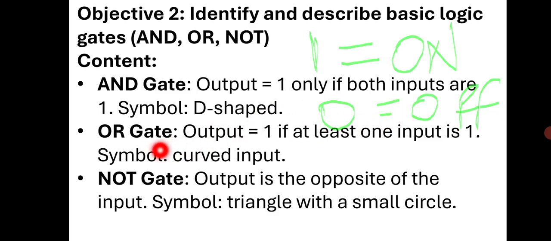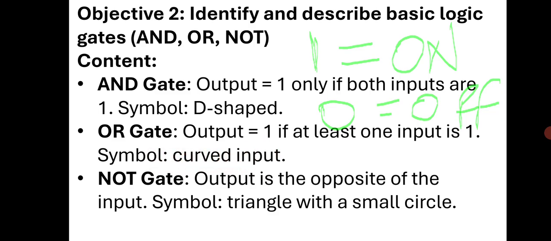All right, so the symbol for an OR gate is a curved input. I'll show you the symbol shortly. Thirdly, we have a NOT gate. A NOT gate is where an output is the opposite of the input.